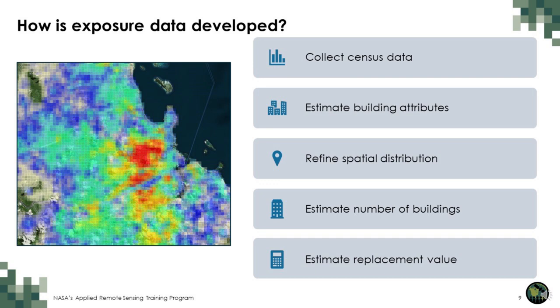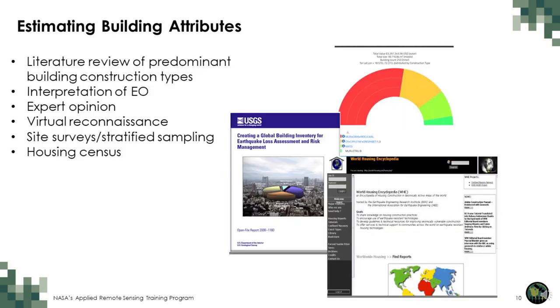And in there, between those two phases, of course, is estimating the average square footage of each of those buildings, and that too can vary by the types of areas that you have. So drilling down into each one of those steps with a little bit more detail: estimating building attributes.